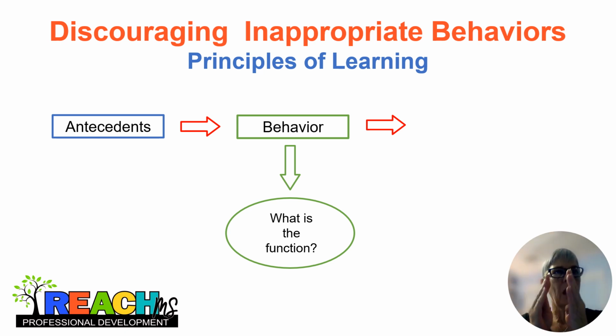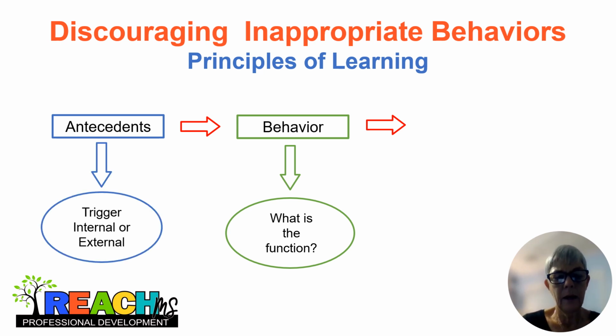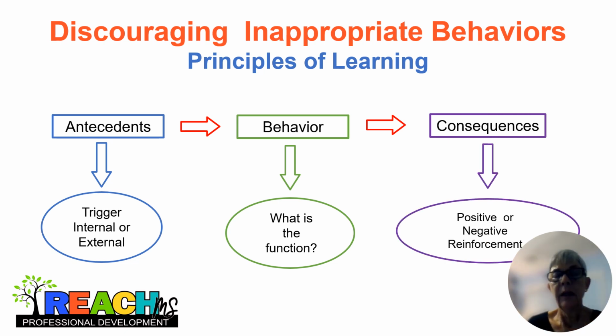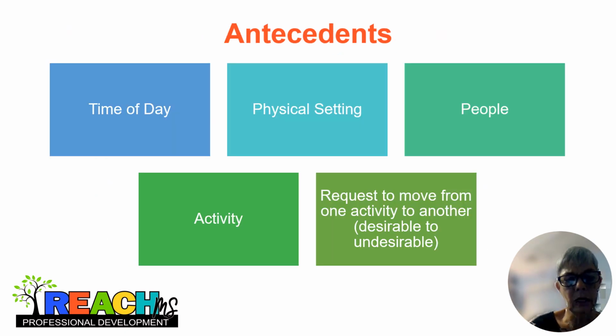So to help us with that, we want to figure out what the antecedent is, right? And we'll talk a little bit more about that. It can be an internal or external trigger, depending on the student and what's going on. And then the consequence. And I think that oftentimes when we think of consequence, we think of punishment. But when we're thinking of consequence in behavioral terms, it's really about what is happening directly after the problem behavior. And we'll get into that a little bit more.